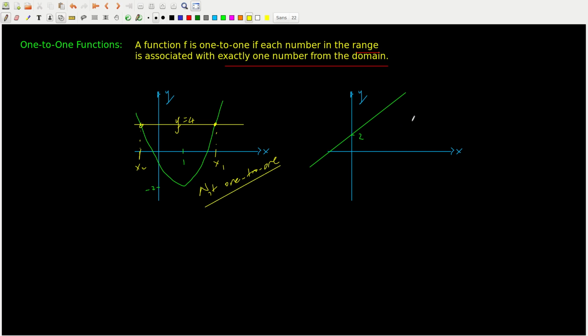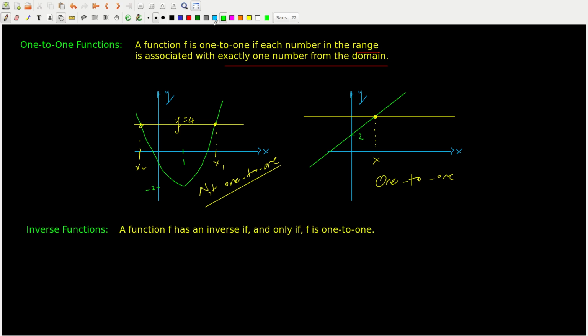Whereas the line, on the other hand, if I give you any value in the range, so we're always looking at the range first, so if I give you any y value, then you can uniquely decide what x value that corresponds to. So this one is 1-to-1. And that essentially captures the idea of when a function has an inverse. We can summarize this idea that we've been discussing by saying that a function has an inverse if, and only if, f is a 1-to-1 function. So in particular, if f is a 1-to-1 function, then we know it has an inverse. So 1-to-1 functions will serve as a test for whether a function has an inverse.